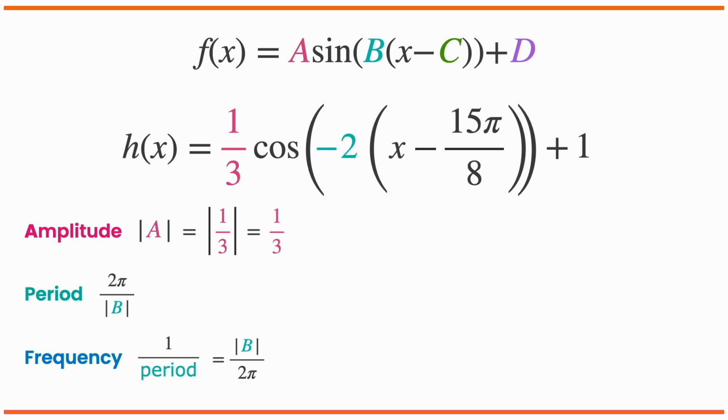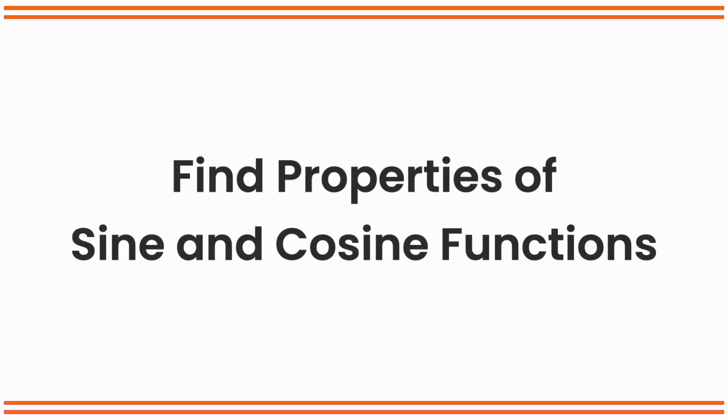To find our period, we divide 2 pi by the absolute value of b, which simplifies to pi. Our frequency will be 1/pi, since it is the reciprocal of the period. Nice work identifying these key features of sinusoids. Keep practicing and improving your skills.